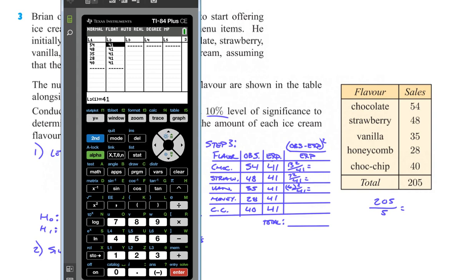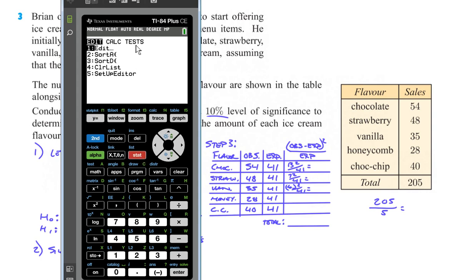Once we get all that in, now we simply go to stat, and we're going to go over to chi-squared test for goodness of fit. So we go over, go down, till we get to chi-squared goodness of fit. There's chi-squared test. Here's the chi-squared goodness of fit test. We push enter. Observed is in list 1. Expected is in list 2. And then now our degrees of freedom.